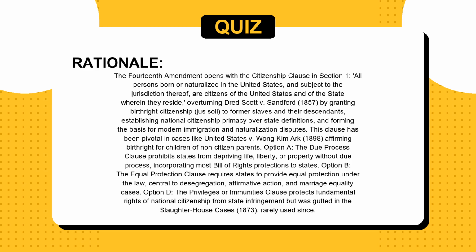Option A, the Due Process Clause, prohibits states from depriving life, liberty, or property without due process, incorporating most Bill of Rights protections to states. Option B, the Equal Protection Clause, requires states to provide equal protection under the law, central to desegregation, affirmative action, and marriage equality cases. Option D, the Privileges or Immunities Clause, protects fundamental rights of national citizenship from state infringement but was gutted in the Slaughterhouse Cases, 1873, and rarely used since.